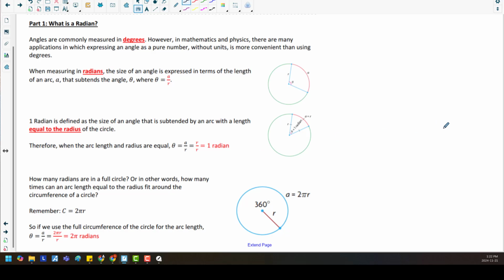How many radians are in a full circle? In other words, how many times can an arc length equal to the radius fit around the circumference of a circle? We know the circumference of a circle is 2 pi r. So if you use the full circumference of a circle for the arc length, 2 pi r over r, that's equal to 2 pi radians. So basically, a full circle, or 360 degrees, is equal to 2 pi radians.